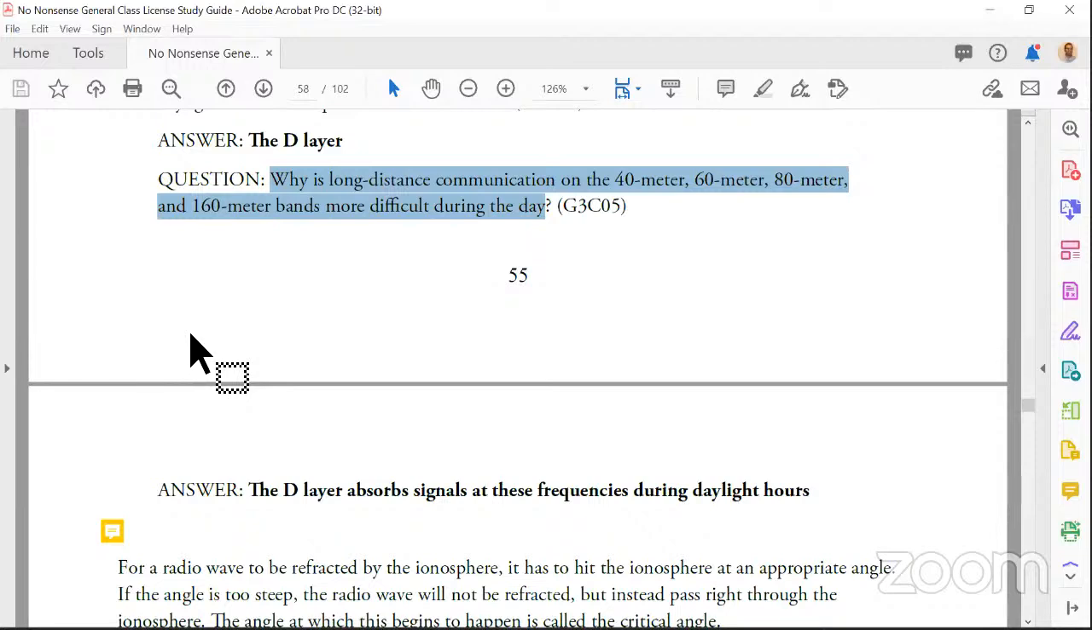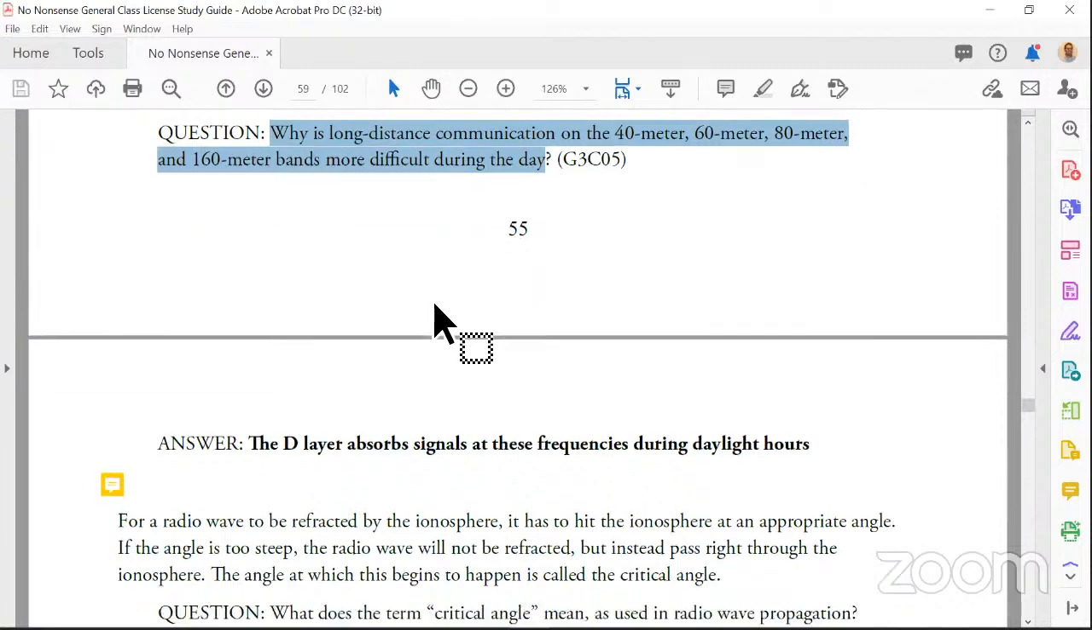Well, we actually just said it. The question is put in terms of, remember we said we can give a frequency in terms of the actual frequency in megahertz, kilohertz, gigahertz, and so on. We can also give that same frequency reference in terms of the wavelength by saying what meter band it is, or centimeter, or whatever. So it's the same question they're asking us in a different way.